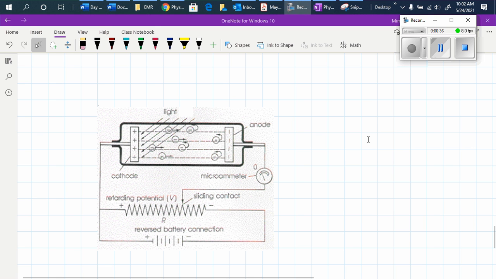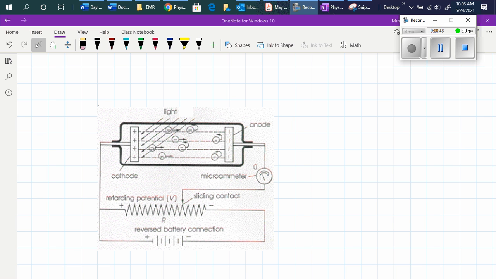However, Millikan designed the experiment that was able to verify Einstein's theory, the theory that Einstein presented. What Millikan did was set up an experiment that would allow him to measure the energy of the escaping electron, which varies from metal to metal. We said that.